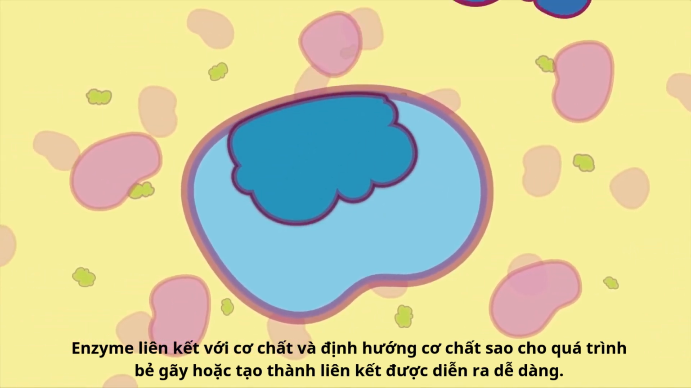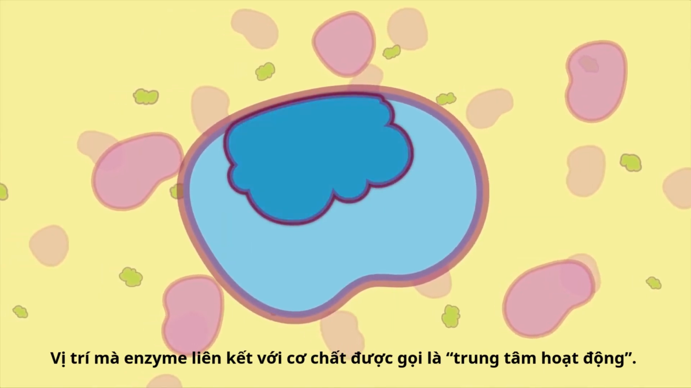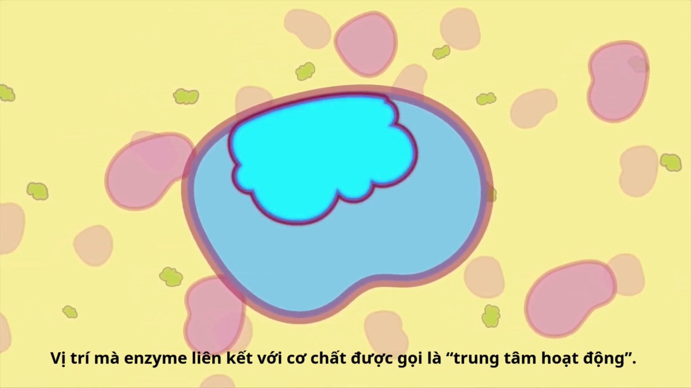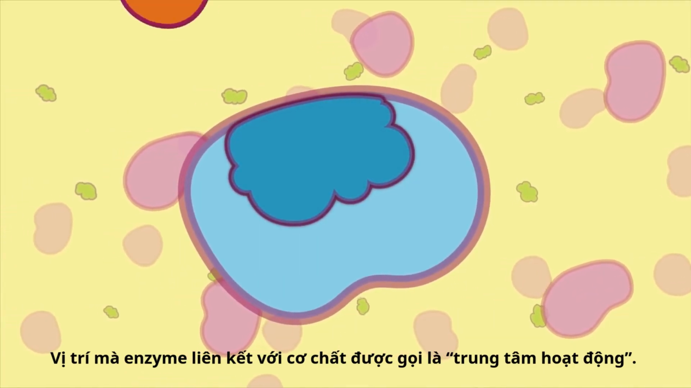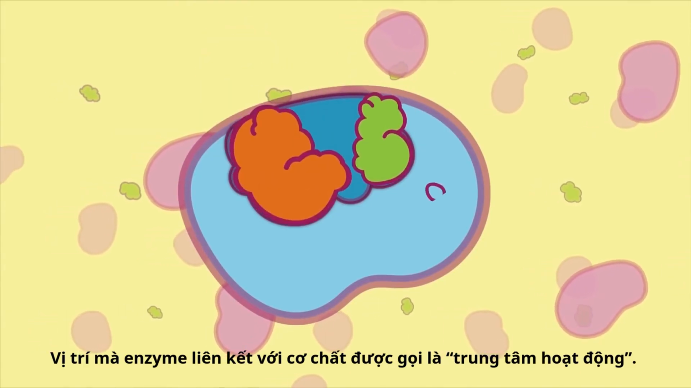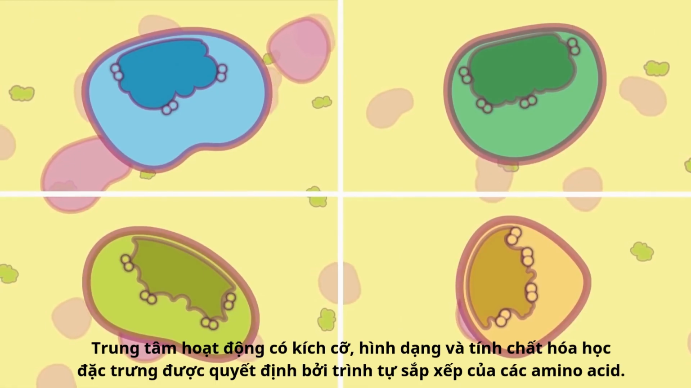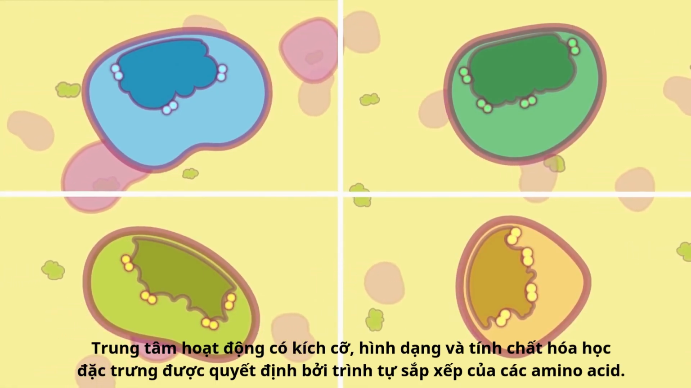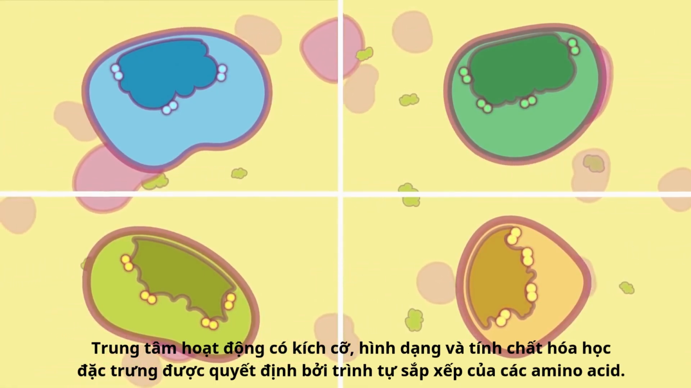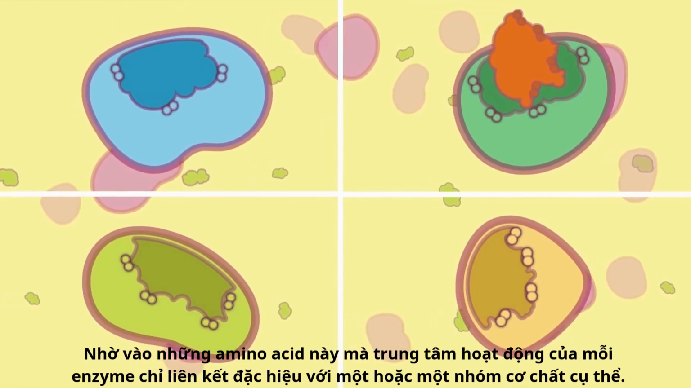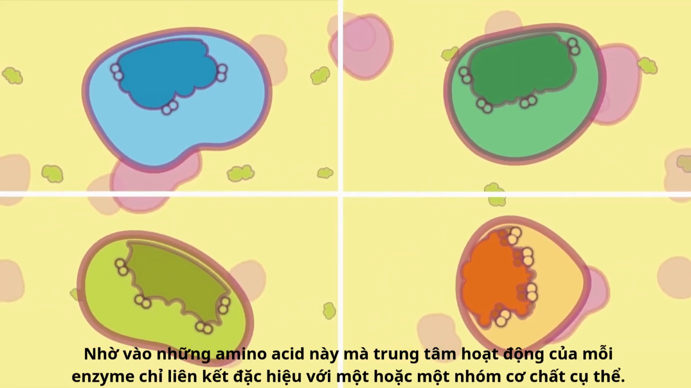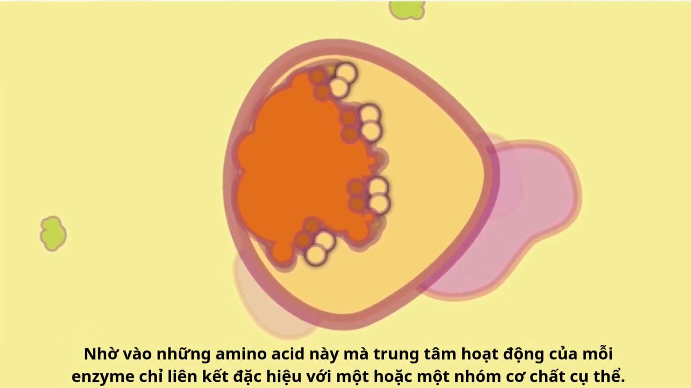take place more easily. Enzymes have a specific place in them called the active site, where the substrate binds and the real-time action takes place. The active site has a specific size, shape, and chemical behavior rendered to it by a specific arrangement of amino acids. Thanks to these amino acids, an enzyme's active site is unique only to a particular substrate.